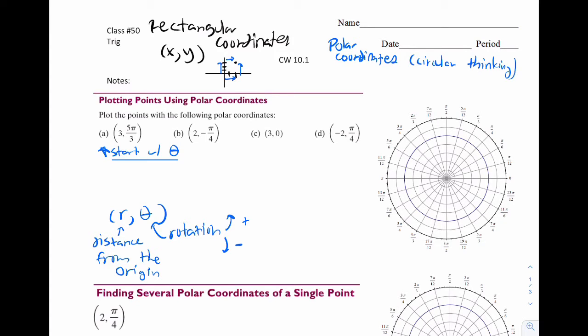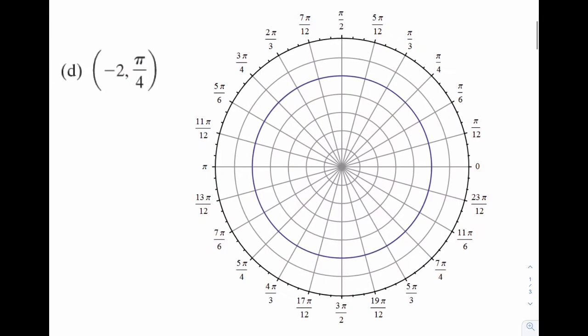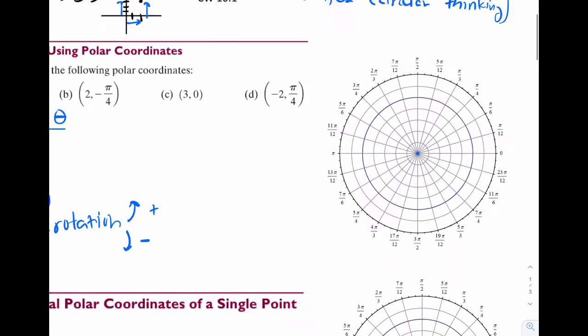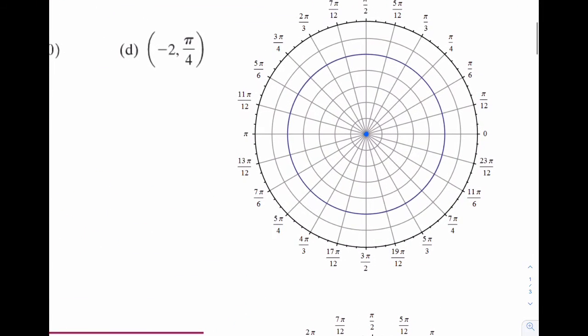So for letter A, it's (3, 5π/3). What I want you to do is imagine, let's look at this right here. Think of this as a bird's eye view, and imagine you're standing right here. So imagine that's the top of someone's head. We're going to graph this point, (3, 5π/3). We're going to look at 5π/3, that's right here. So imagine this is you. You're looking at this 5π/3.